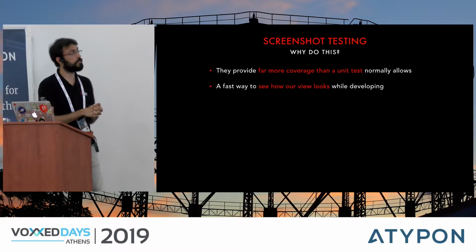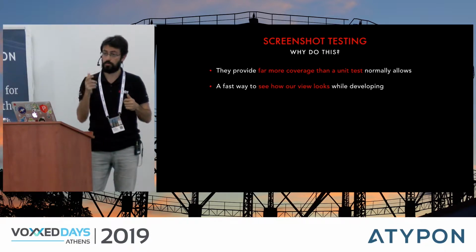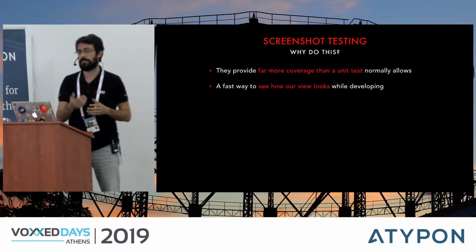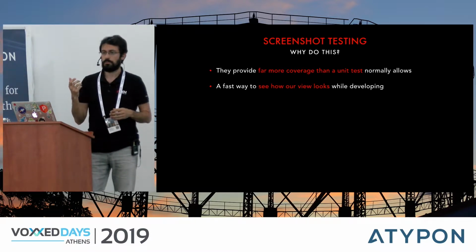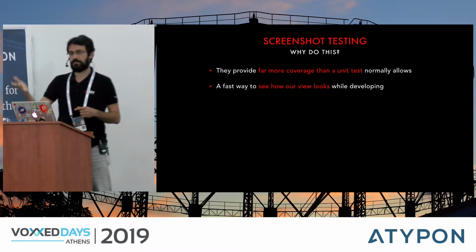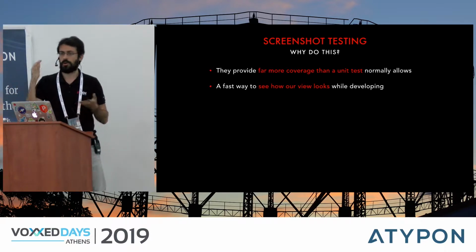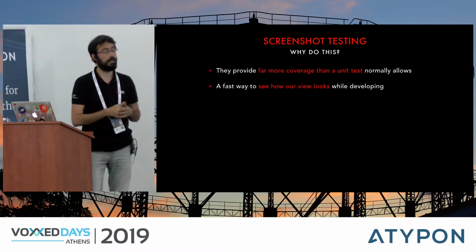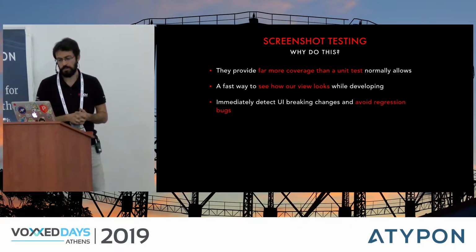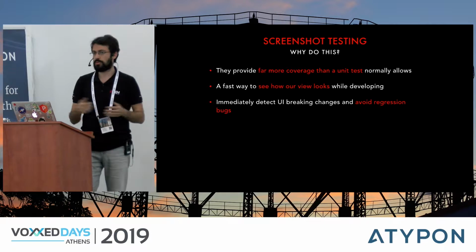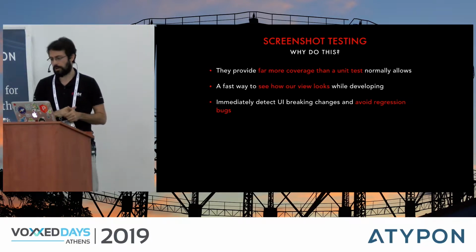It's also a very fast way to see how your view looks while developing. You don't have to fire up the simulator or open the browser and navigate to the specific screen just to see how the view that you're currently developing looks. You just look at the produced screenshot. And it's also a way to make sure that everything still looks OK and avoid UI regression errors.